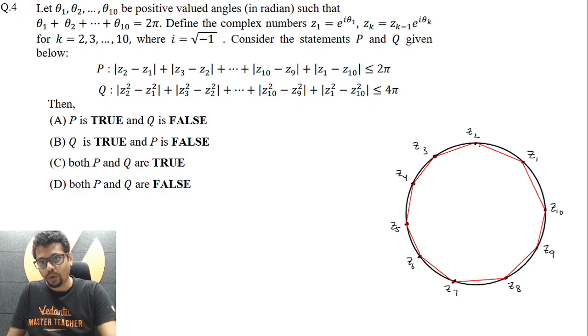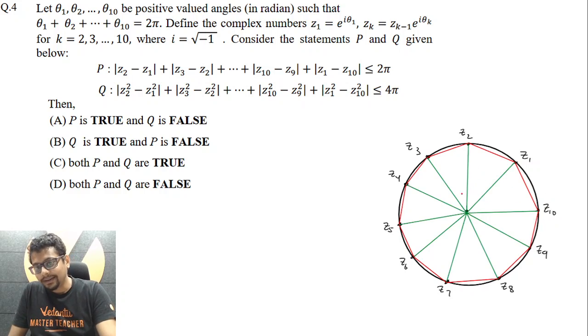Now let me join all these points with the center of the circle. It happens to be the circumcircle of this decagon. Now having done this, try to understand that this angle essentially is theta 2. Why? Because Z2 will be Z1 times e to the power i theta 2. So the mod remains the same, which is 1, but the argument increases by angle theta 2. And mind it, theta 1, theta 2, theta 3 up till theta 10 all are positive angles. So this is theta 2, this is theta 3, this is theta 4, theta 5, theta 6, theta 7, theta 8, theta 9, theta 10.